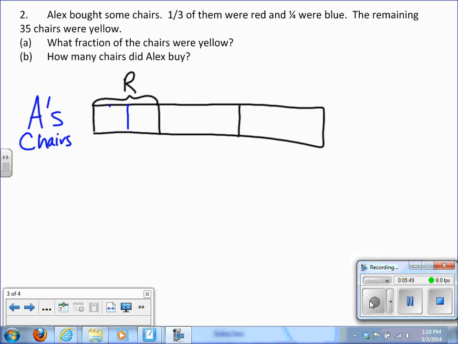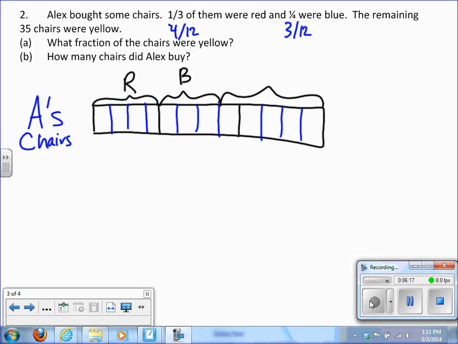Okay, good. So we've got 4, 8, 12. So the red make up how many 12s, kids? The red make up 4 12s. And who can tell me how many of the blue are going to be? Marissa? 3 12s, or 3 units here. Okay, so 3 of these units are blue, and the rest of them are yellow.